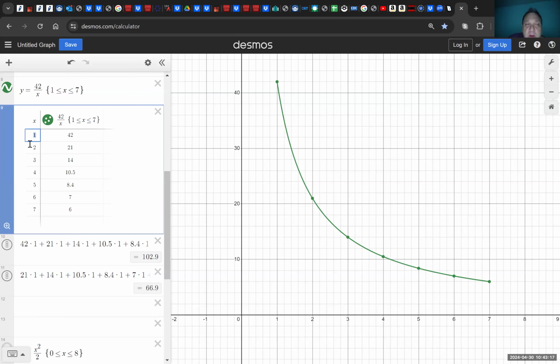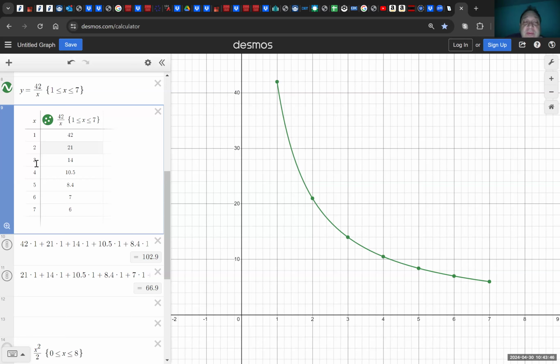So here's the 1 to 2 rectangle, and the left endpoint is 42, and the right endpoint is 21. So you can see that I have here 42 times a width of 1. From 1 to 2 is a width of 1 versus 21 times a width of 1. Left-hand endpoint, 42 times 1. Right-hand endpoint, 21 times 1. It is times 1 because the distance from 1 to 2 is just 1. It's no longer a distance of 2. So make sure you remind yourself to check the distance in the x direction for each rectangle.